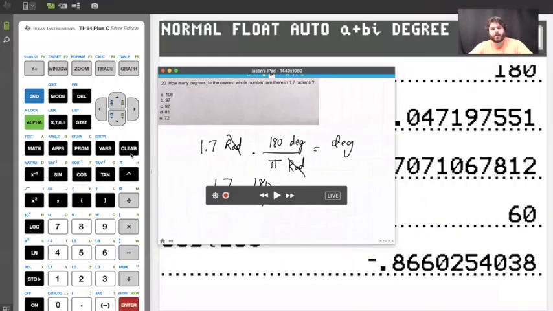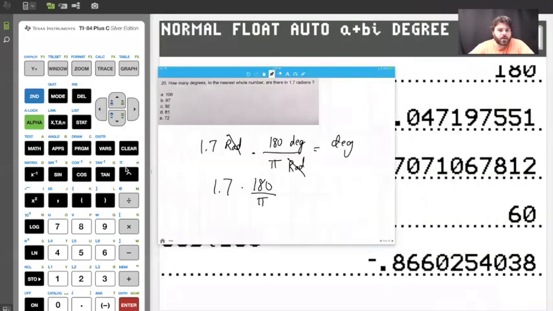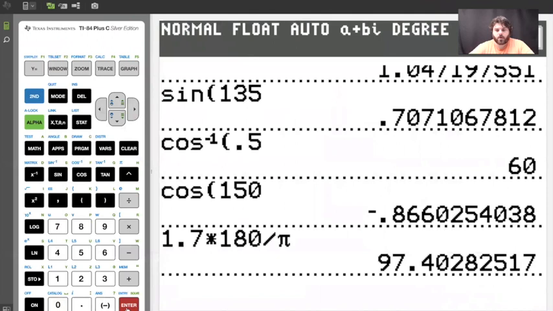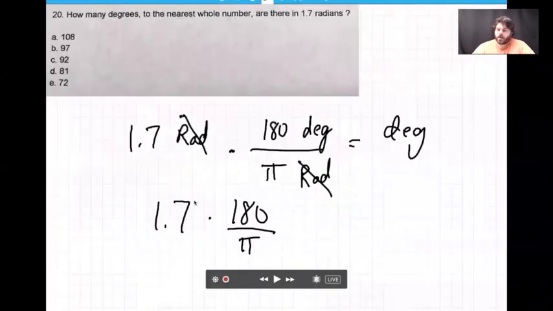It's easy on my calculator. Now it does say to the nearest whole number, so when I get this answer, I'm going to round. So 1.7 times 180 divided by pi is 97.4, so the nearest whole number is 97. So that means B, 97, is correct.